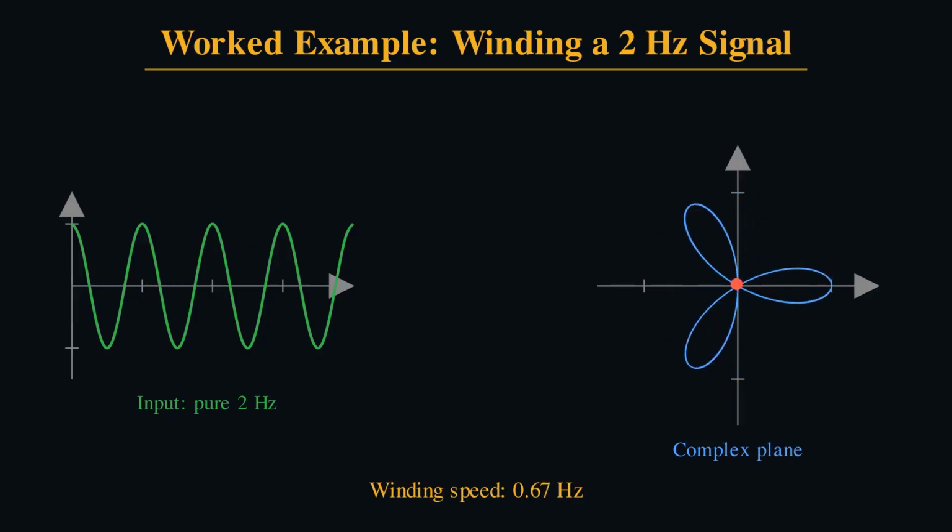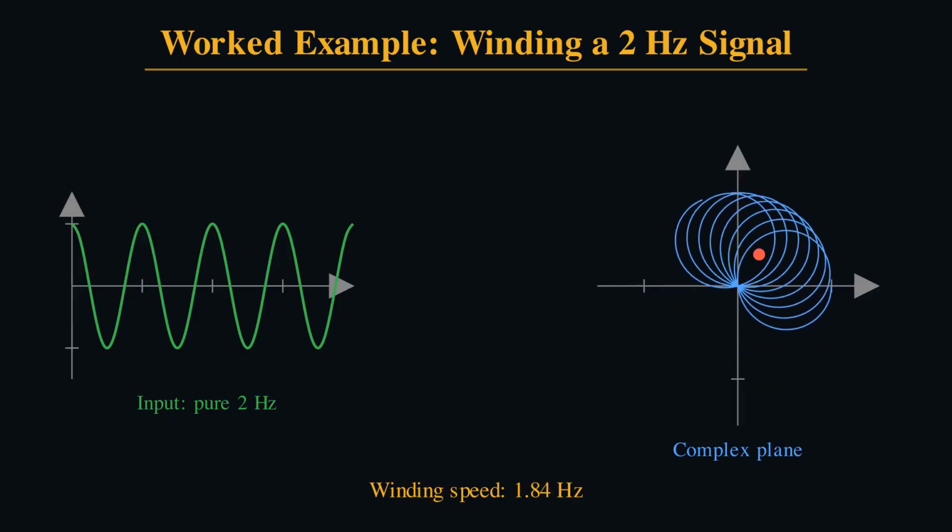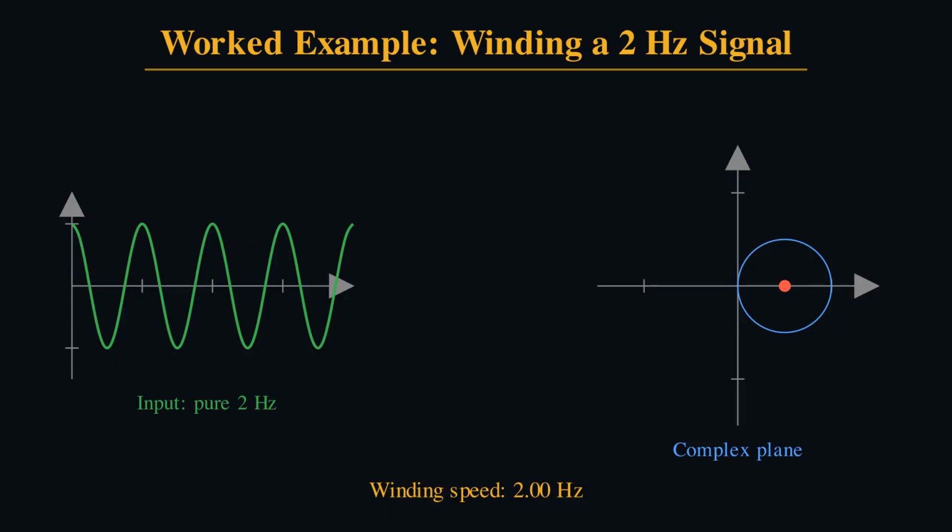Now watch as the winding speed climbs toward 2 Hz, matching the signal itself. Every peak of the wave suddenly lines up on one side of the circle. Look at the center of mass. It lurches far out from the origin. The integral has caught the signal. The distance of this red dot from the center is precisely the value of the Fourier transform at 2 Hz. It is the math shouting, yes, there is a 2 Hz tone in here.